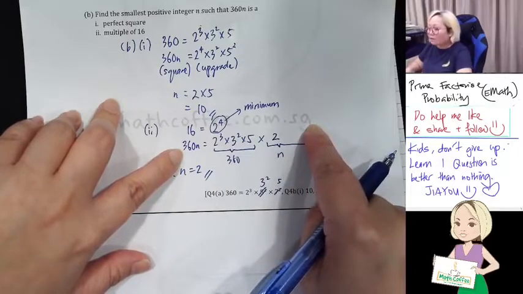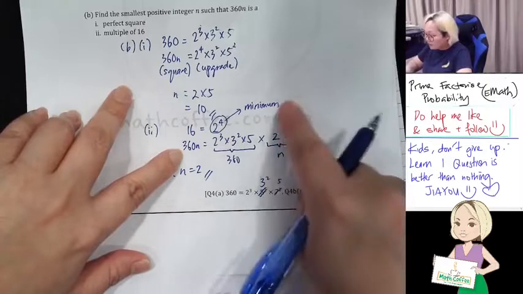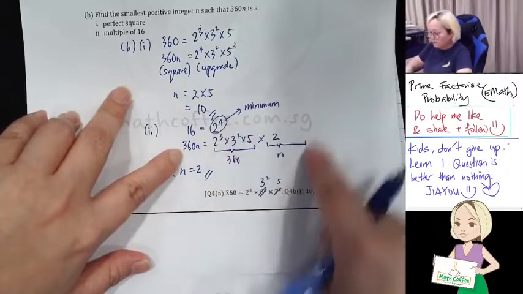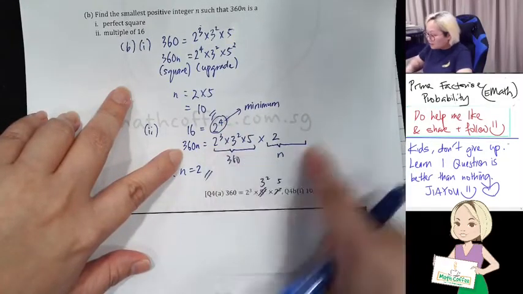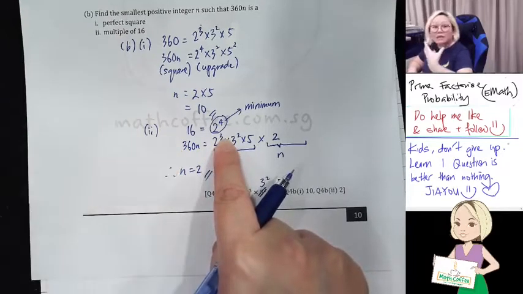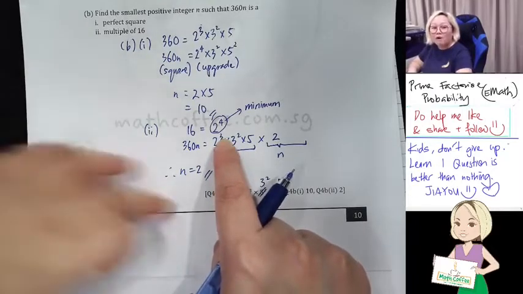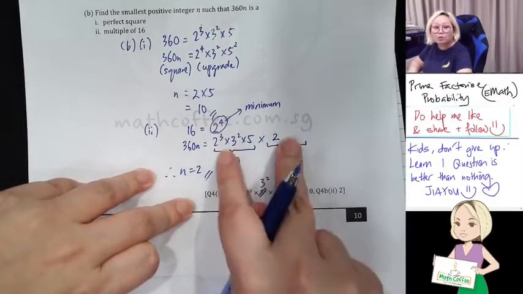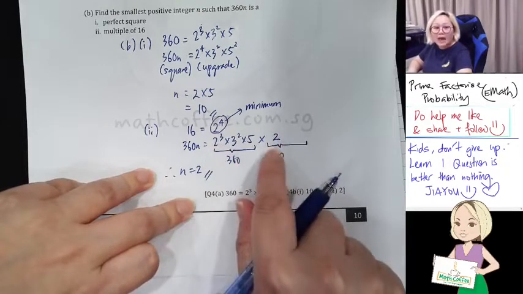So to be a multiple of 16, you must have 2 to the power of 4 inside. By analyzing this, you can see that I only have 2 to the power of 3. I didn't meet the minimum 2 to the power of 4. So in order to meet the minimum, I need to times a 2 to make it 2 to the power of 4. So my n has to have a 2.